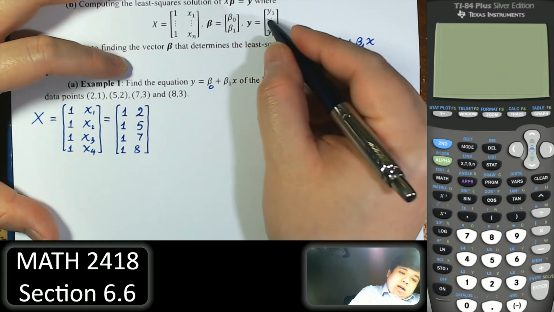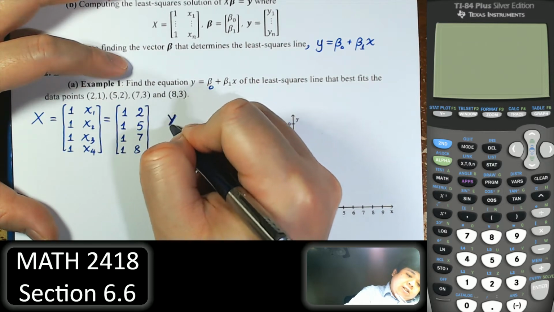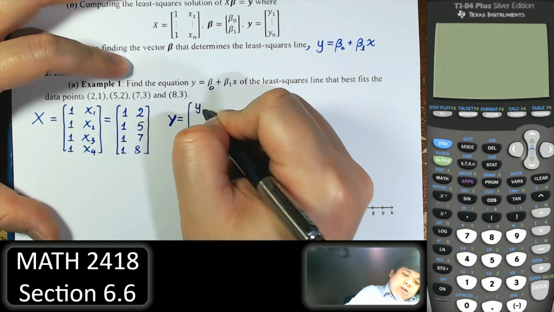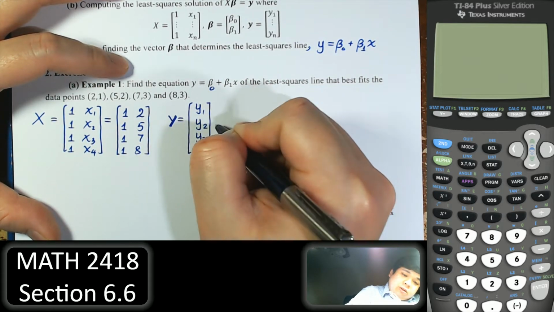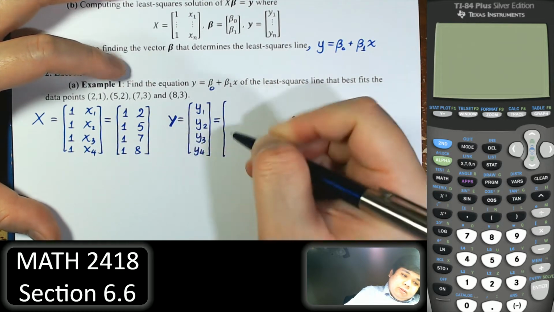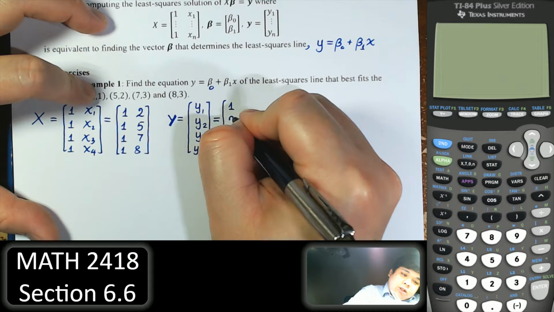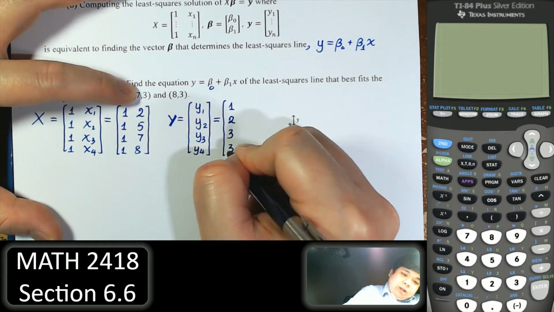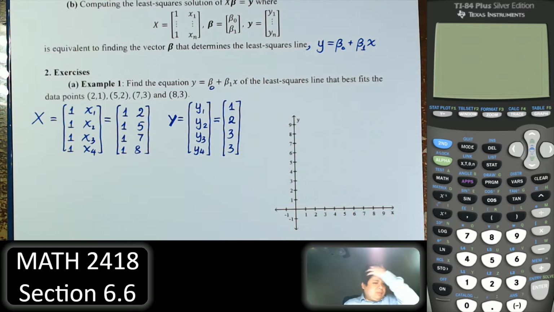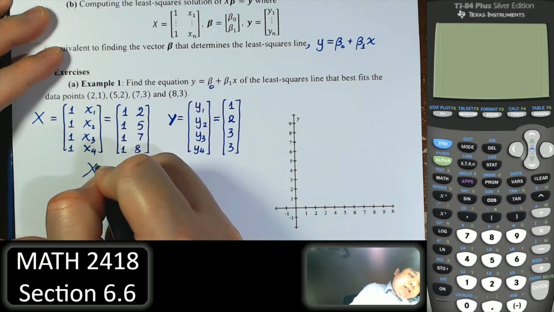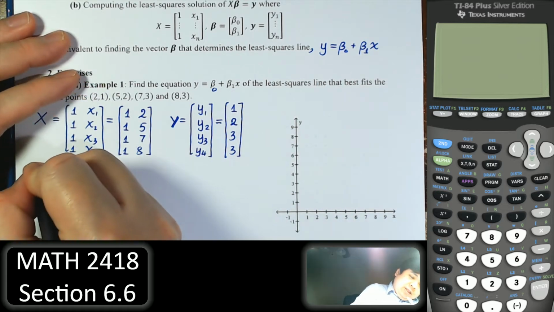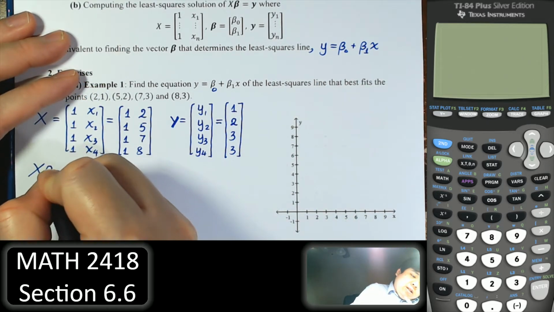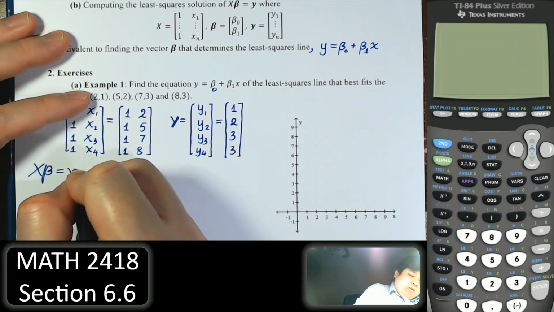And then y, the vector of all the y values, y1, y2, y3, y4: 1, 2, 3, and 3. Right. I'll just solve the equation first. So we solve the equation X times the vector beta equal to vector y.